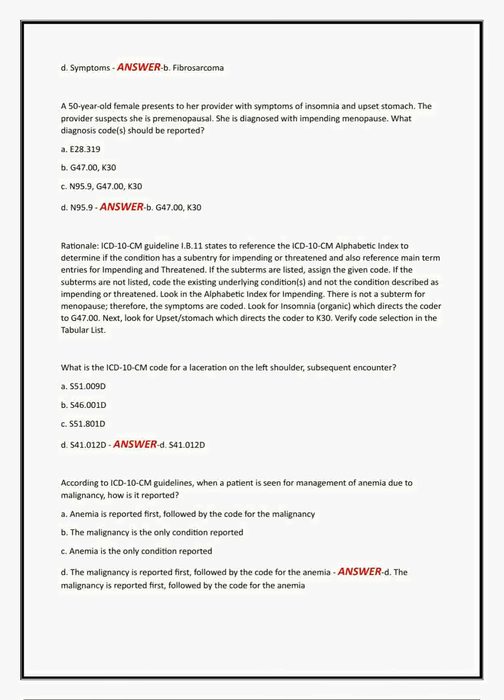According to ICD-10-CM guidelines, when a patient is seen for management of anemia due to malignancy, how is it reported? A. Anemia is reported first, followed by the code for the malignancy. B. The malignancy is the only condition reported. C. Anemia is the only condition reported. D. The malignancy is reported first, followed by the code for the anemia. Answer D.